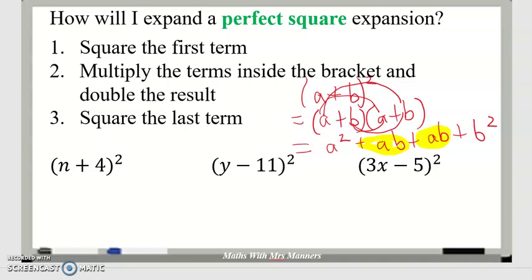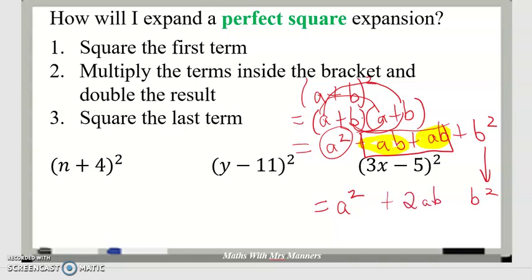Now how will I turn this into a quick little rule? Well, I will square the first term, I will square the last term, and then this is the hardest part. You will multiply the terms inside the bracket, the a and the b, multiply those two together, and then you will double it, because there are two of those terms. They will happen twice, and that's why we do this doubling here. But using FOIL to expand a perfect square is not necessary anymore. We now have a nice little rule. We square the first term, square the last term, and we times the two terms in the bracket together and then double the result.